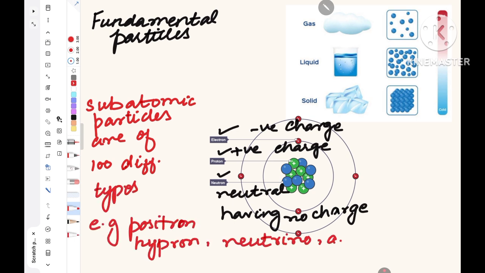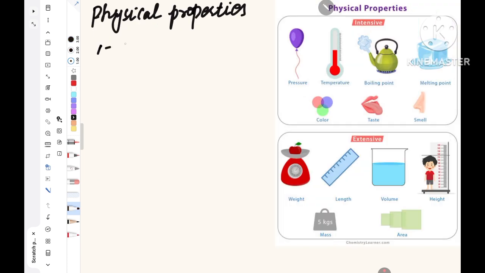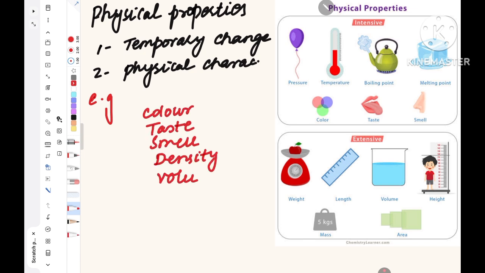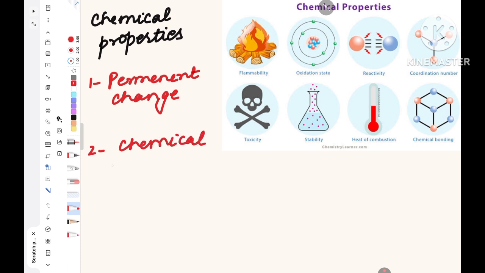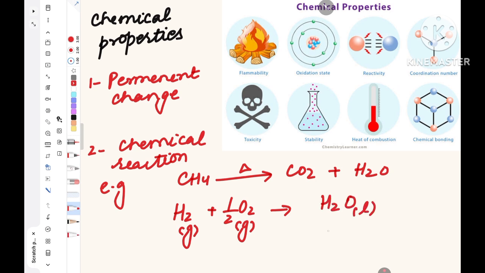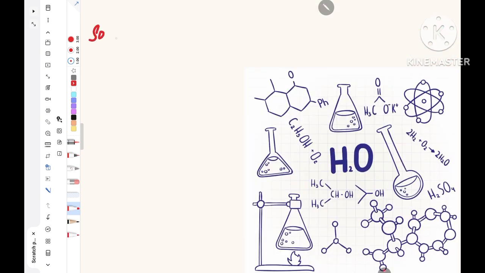Physical properties of matter include either temporary changes or physical characteristics of matter. For example, color, taste, smell, density, volume, etc. Chemical properties include either permanent change or chemical reaction. For example, combustion of methane gas produces carbon dioxide and water, while reaction between hydrogen and oxygen results in water.